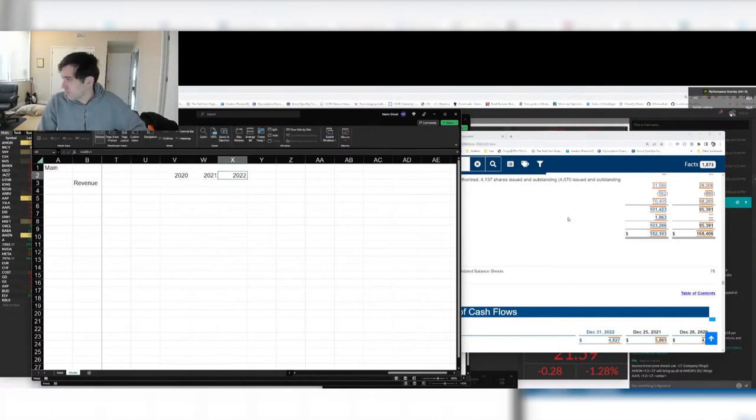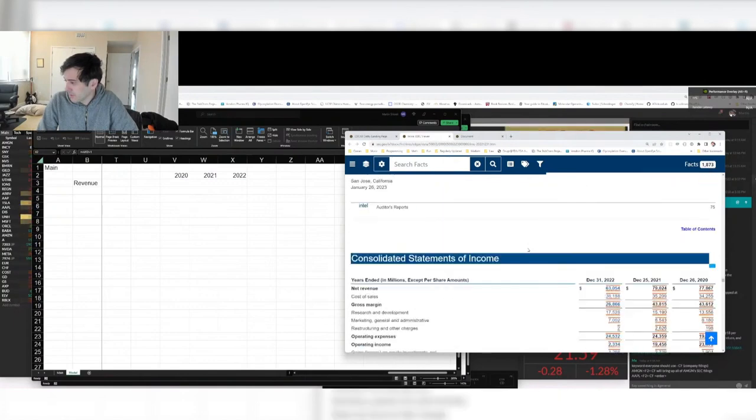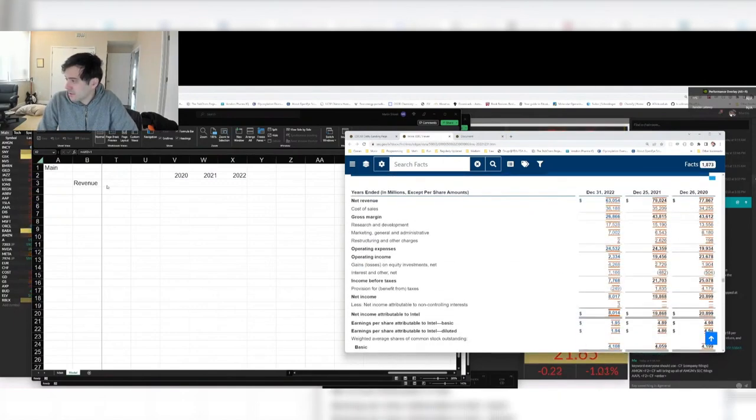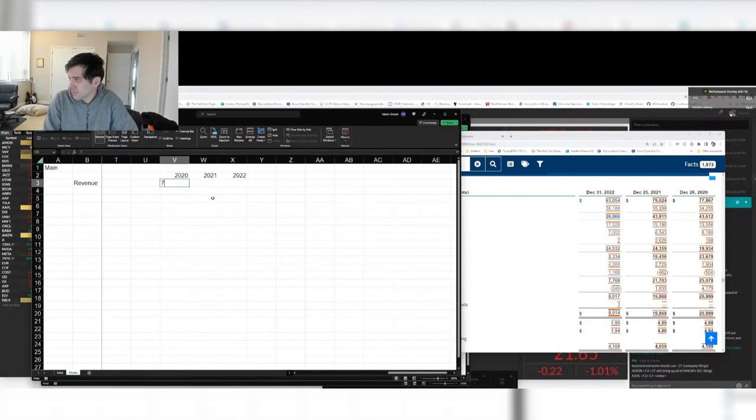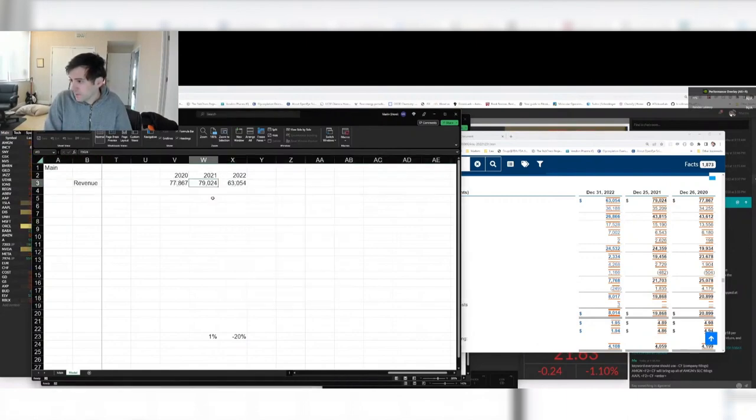All right, so let's go back to the income statement because it tells the story of the company. And you can see that the revenue, which is the sales of their product, has gone down quite a lot actually. They dropped 20% this year. And they only grew 1% in 2021. So it's pretty interesting. Let's look at gross margin.